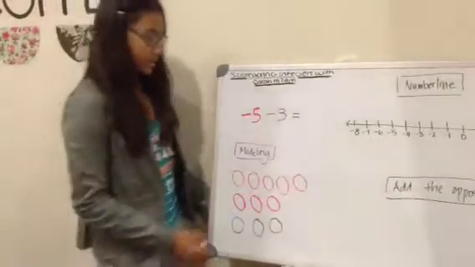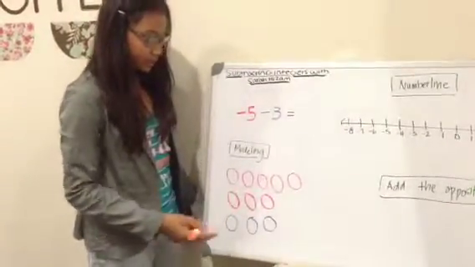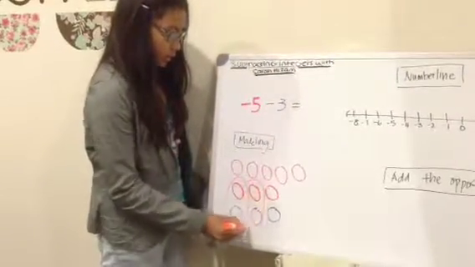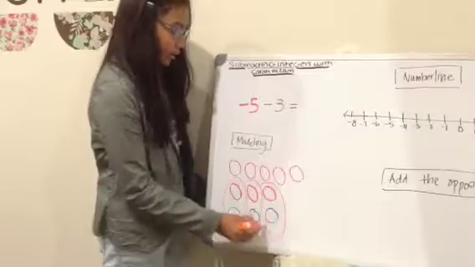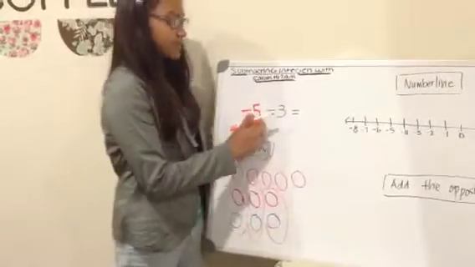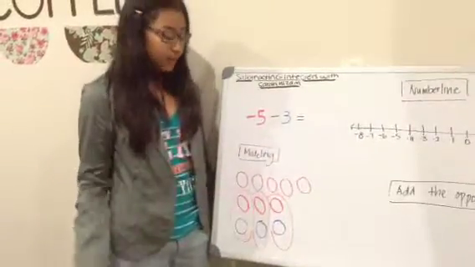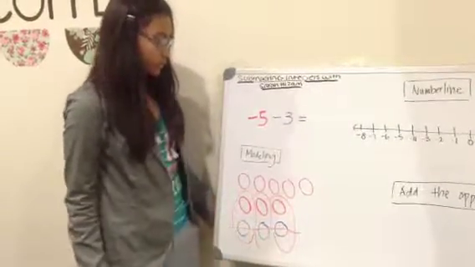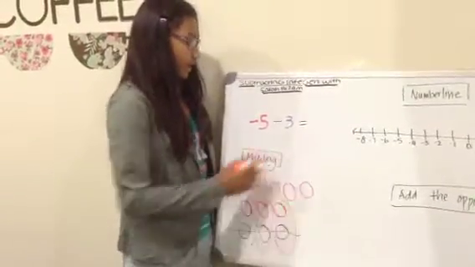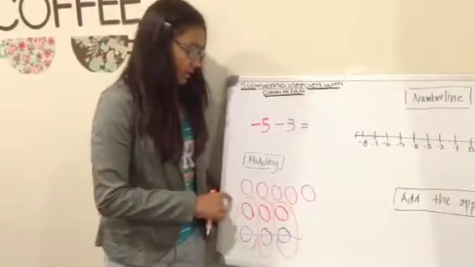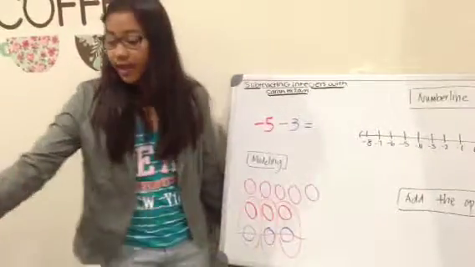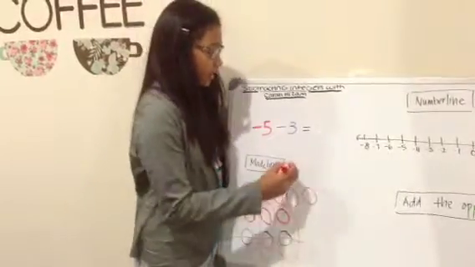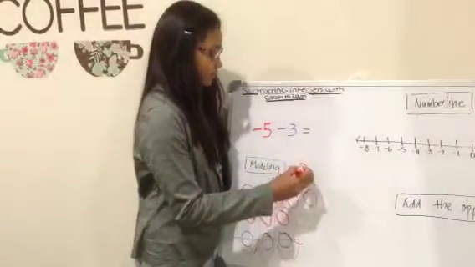Here I can already see 3 0 pairs. 1 here, 1 here, and the third one here. Then it says to subtract 3 positive counters. So I'm going to cross out 3 positive counters. In the end, it all adds up and it leaves negative 8 counters. So the answer to negative 5 minus 3 is negative 8.